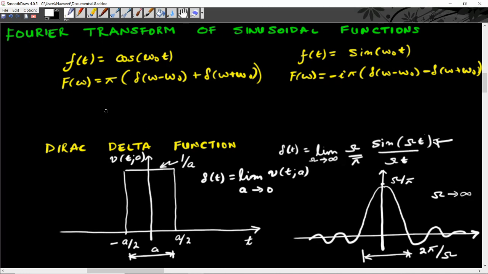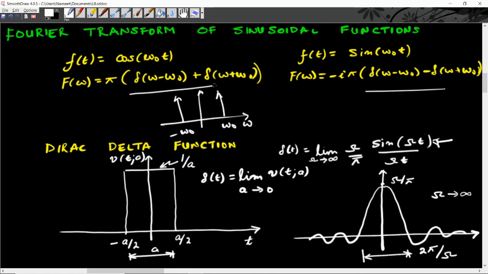While deriving the Fourier transform for sine and cosine waves, we had used the properties of the delta function to arrive at the Fourier transform of the sine and cosine waves. So essentially, the Fourier transform of a cosine wave consists of two delta functions at frequencies of minus omega naught and omega naught. Such as this.